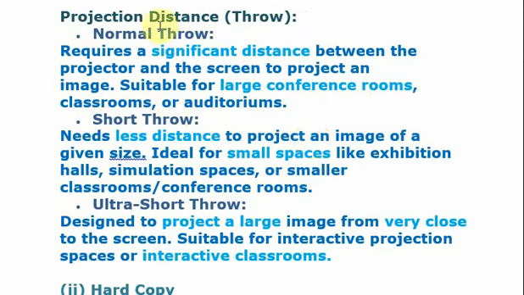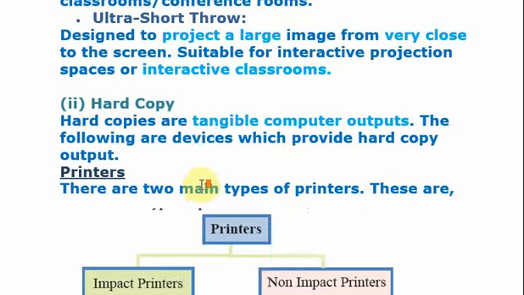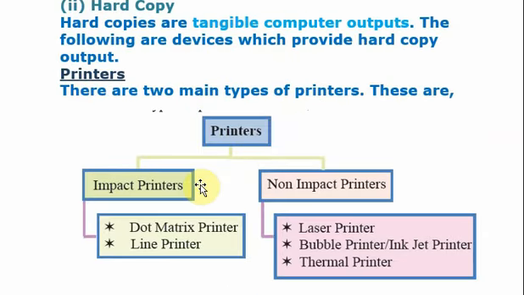Then the soft copies. Mainly we are using monitors and projector screens. Then we are moving to hard copy, right? These are actually tangible computer outputs. It is taken using hard material, where we can touch and feel it. The common hard copy output devices are printers.